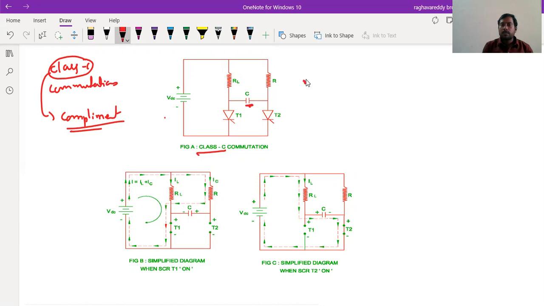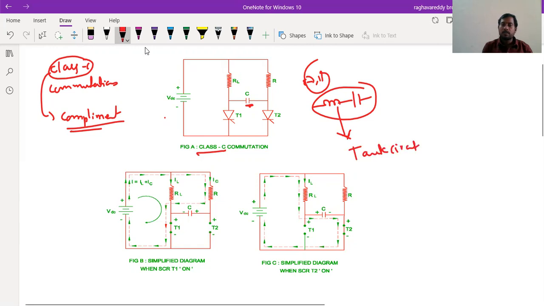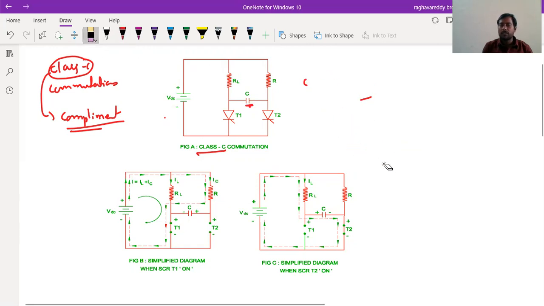In the previous class A and class B commutation, an L and C combination is there, and the behavior of this L and C combination is nothing but a tank circuit. That is not available in the complementary commutation, which is also known as class C commutation.